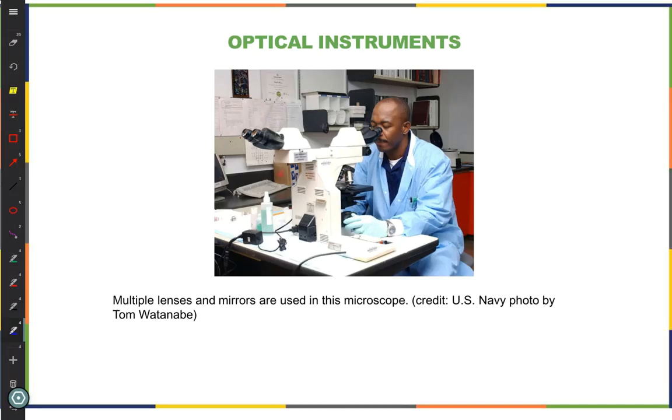Okay, we're going to continue on talking first about optical instruments, talking about telescopes specifically. We're not going to talk about cameras. I decided I'm just going to cut that out for time. And then we'll start talking about interference.